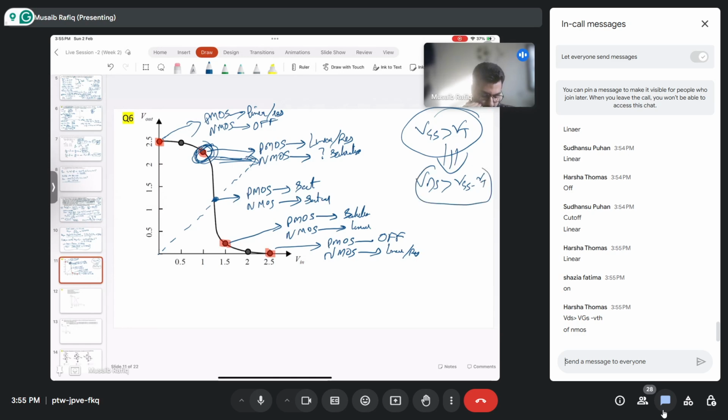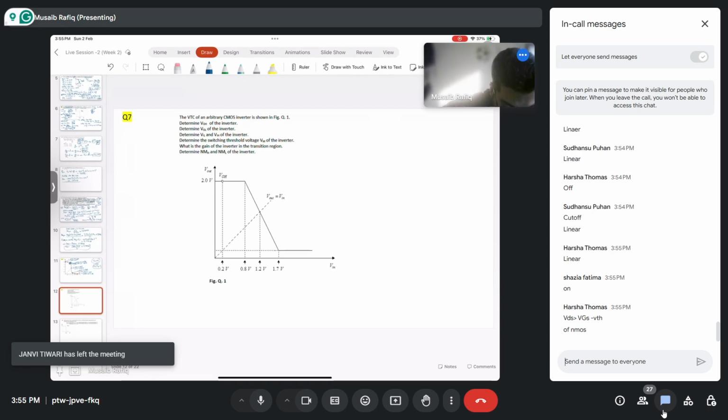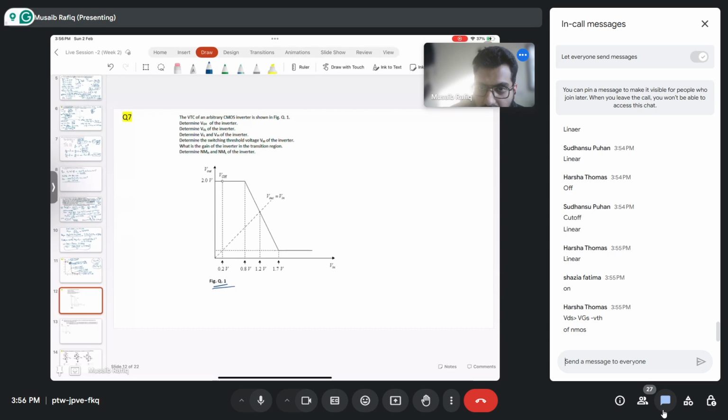Now building on this, I would like you guys to solve this question and give me the answers in 2 to 3 minutes. I think we have done many questions based on the VTC and this is also one of them. So the VTC of an arbitrary CMOS inverter is shown in figure Q1. So here is the figure. You need to determine the VOH, the VOL, the VIL, and the VIH of the inverter. So let's do it simultaneously.